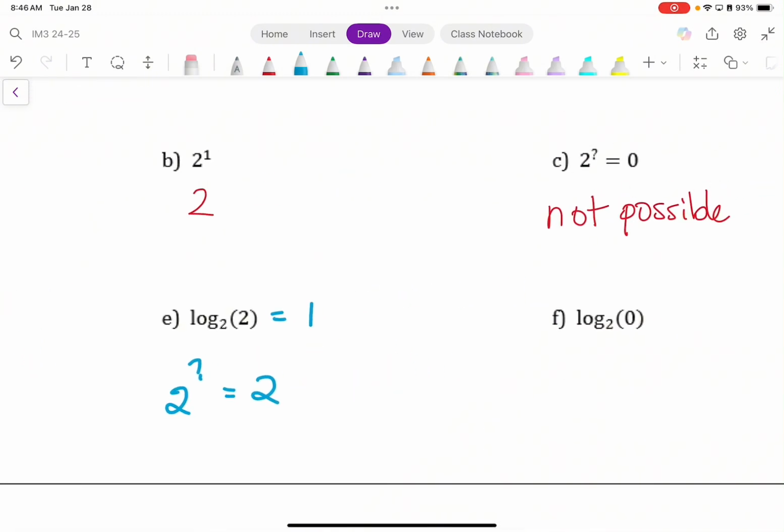All right. And then lastly, log base 2 of 0. Is there a power that would get us back to 0? Well, we just found in part C that there isn't. So this is also not possible.